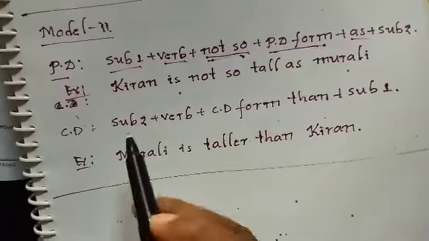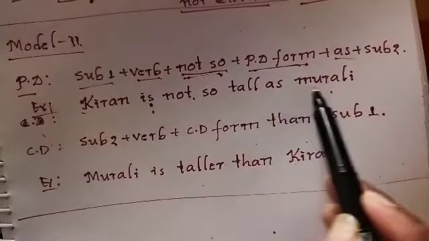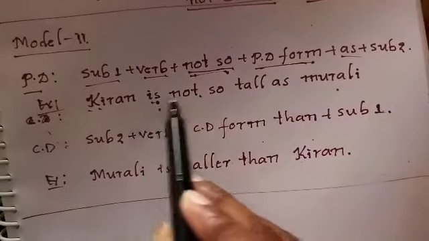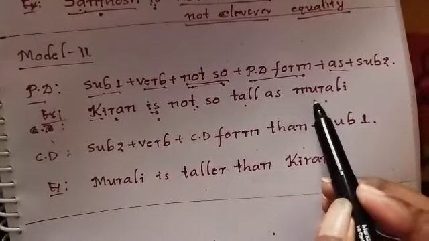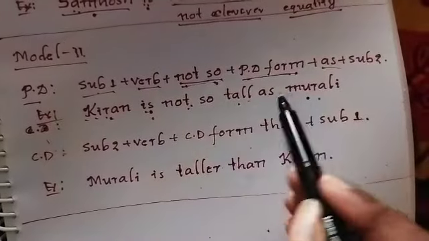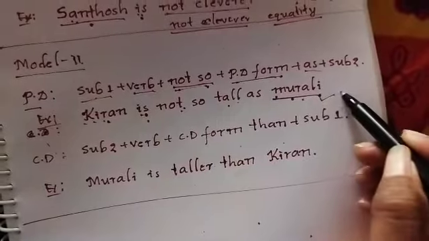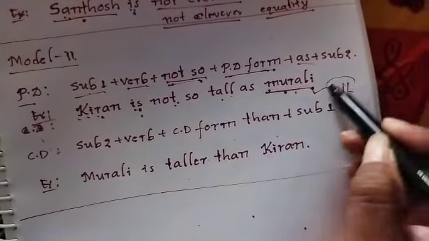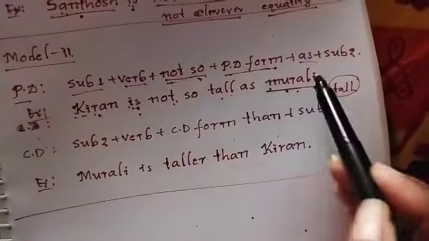For example, Kiran is not so tall as Murali. Subject 1 is Kiran, subject 2 is Murali. So here, who is tall actually? Murali. He is tall. So in this situation we say that Kiran is not so tall as Murali.